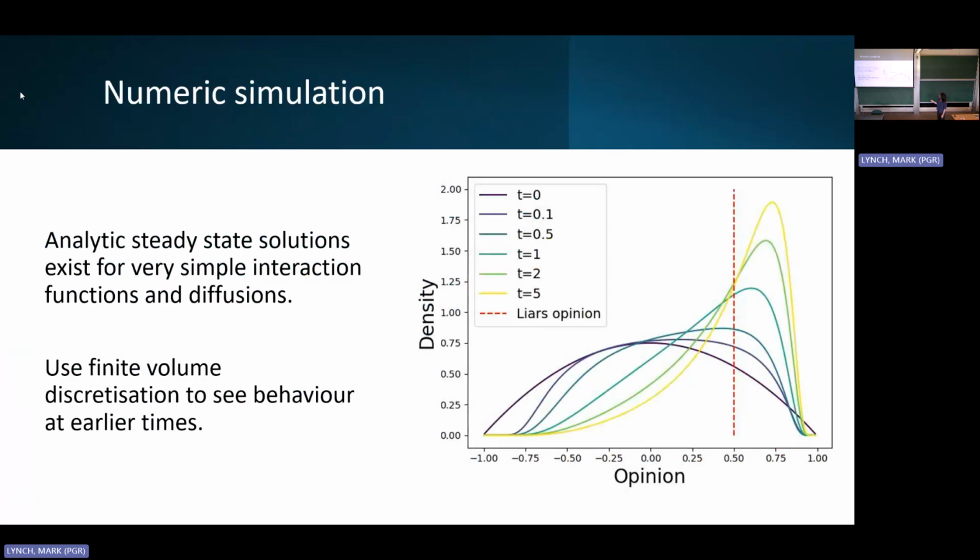So we start at this symmetric initial condition, and then as time increases, you get a peak. And I think that's pretty much a steady state solution. And it's slightly offset. I've put the liar's opinion here to be 0.5. You get this slight offset of the peak, but that's just because of the diffusion. That's nothing to worry about. The mean is still.